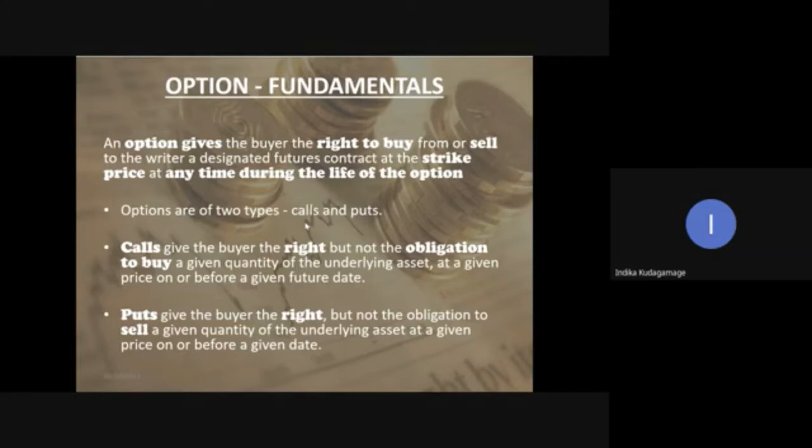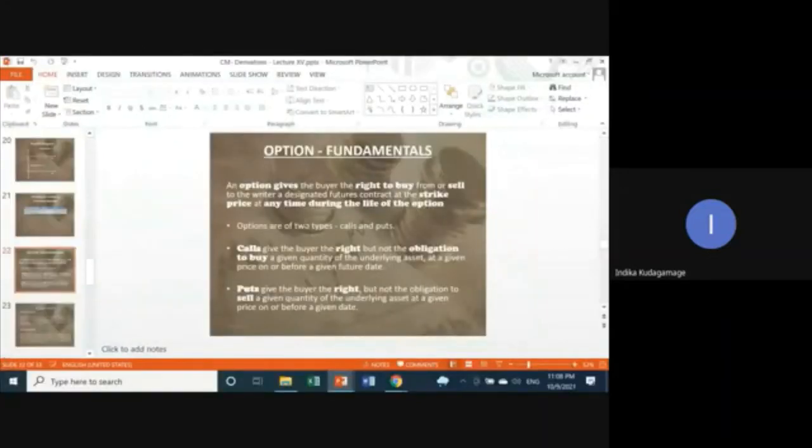right? Long is when the investor thinks prices go up. It is to buy. Short means the seller thinks that prices will come down, so it is the seller side. Again, call and put. Call is to buy and put is to sell, right? So that is the fundamentals of derivatives. So that ends our entire lecture series, right?